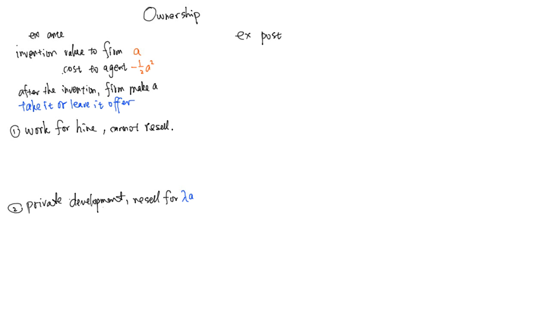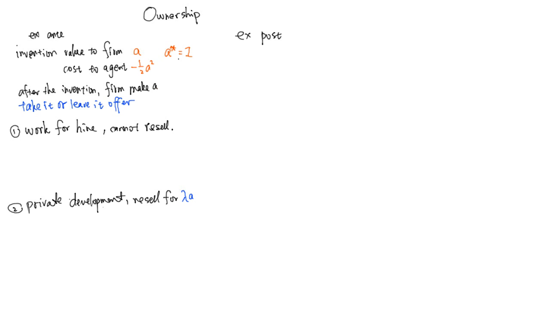So the setup is like this. An entrepreneur, or let's say here the agent, can invent magical stuff, and he has a cost of negative one half a squared, and after he pays the cost, the invention will be valued at A by the firm. Okay, so from the get-go, we know that the socially optimal level of invention is when A equals 1. That is when the social surplus is maximized.